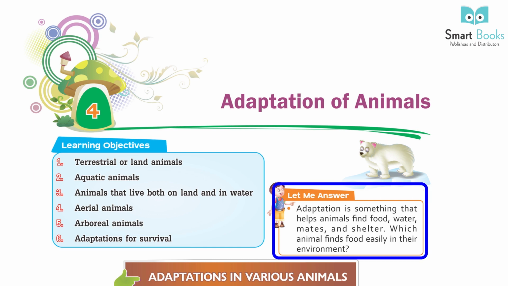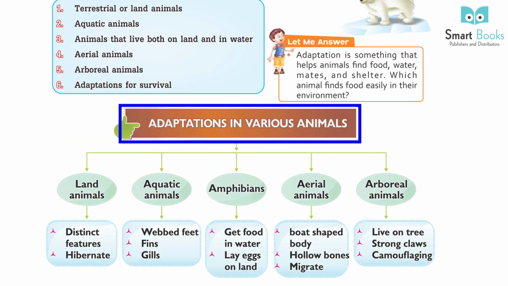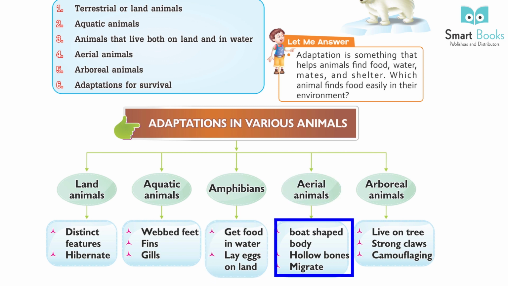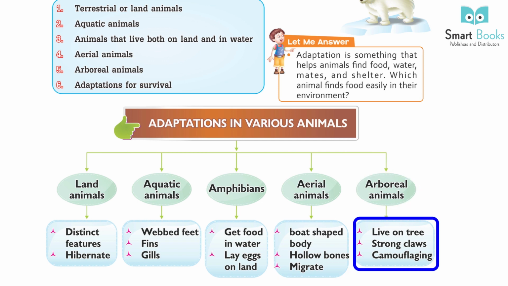Let me answer. Adaptation is something that helps an animal find food, water, mates and shelter, so that the animal finds food easily in its environment. Adaptation in various animals: land animals, distinct features, hibernate. Aquatic animals, webbed feet, fins, gills. Amphibians, get food in water, lay eggs on land. Aerial animals, boat-shaped body, hollow bones, migrate. Arboreal animals, live on trees, strong claws, camouflaging.